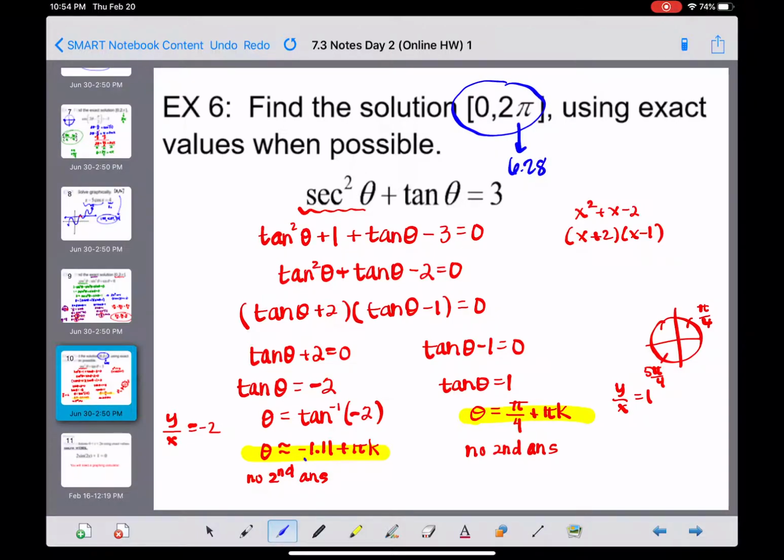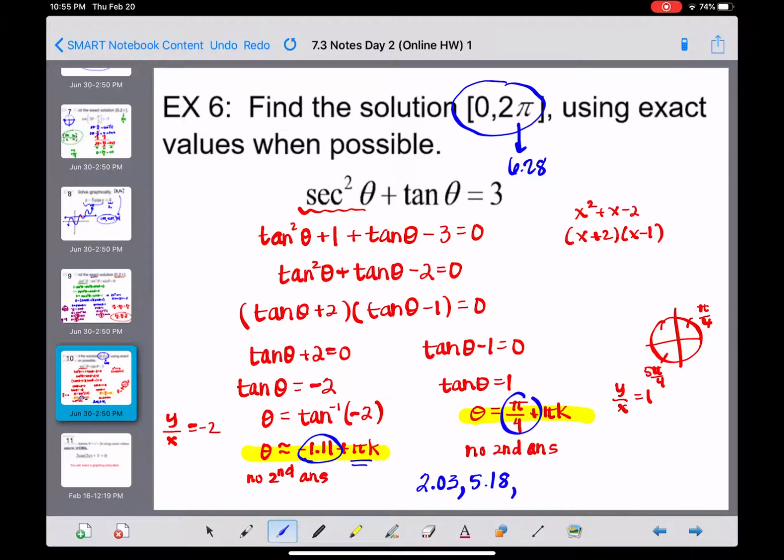So we're going to start with negative 1.1. But negative 1.1 is not greater than 0. So we are going to add pi to it. So if we add 3.14 to that, we get about 2.03. We add another 3.14, we get about 5.18. Add it again, we're going to be too much. We're going to be over 6.28.